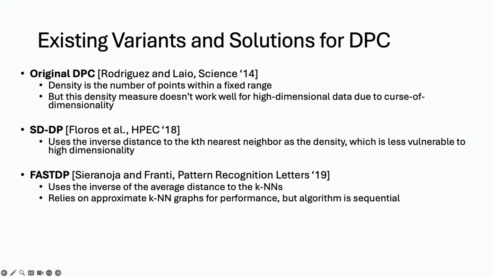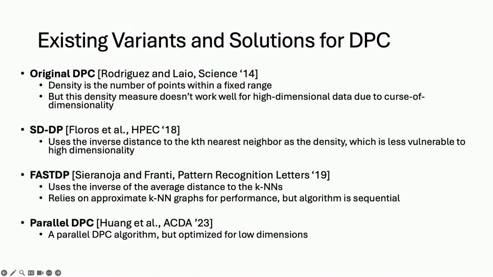And then a year later, Cyrano Gianfranti introduced the FastDP algorithm. They use the inverse of the average distance to all k nearest neighbors as the density function. And then they have a pretty efficient implementation. It's a sequential implementation, but it's pretty efficient. It relies on using approximate k nearest neighbor graphs to speed things up. And a couple of years ago, my co-authors and I worked on a parallel DPC algorithm. But this algorithm was optimized for low-dimensional data. So it relied on a variant of a KD tree, which doesn't work very well in terms of efficiency when you're looking at high-dimensional data sets.